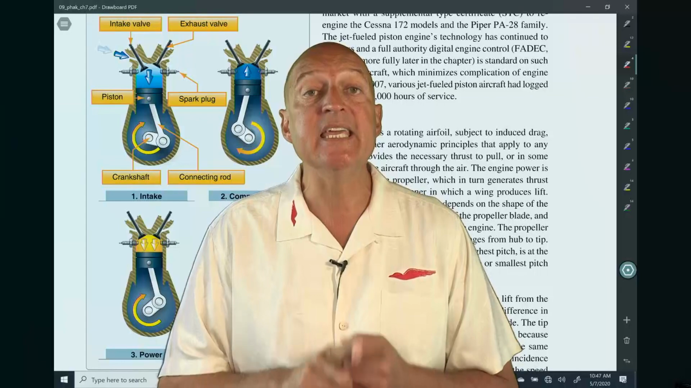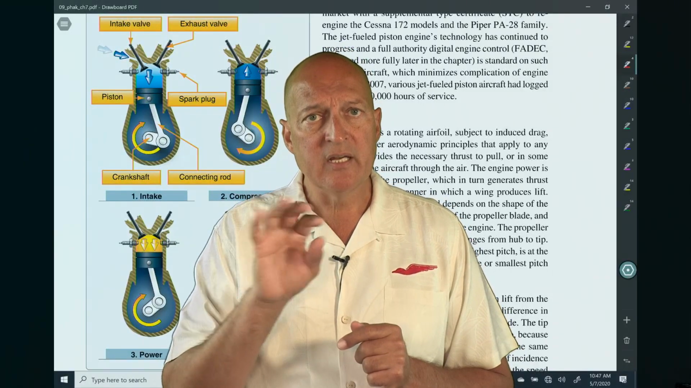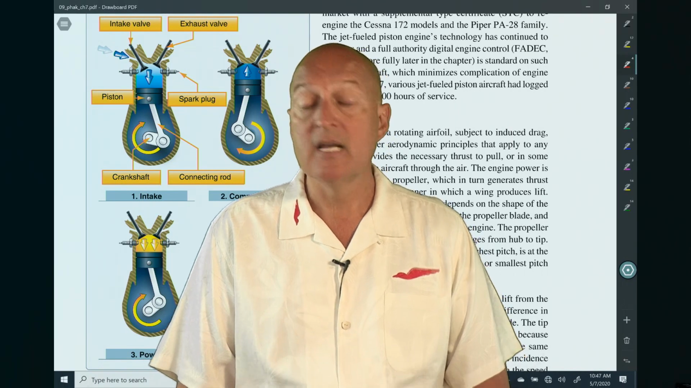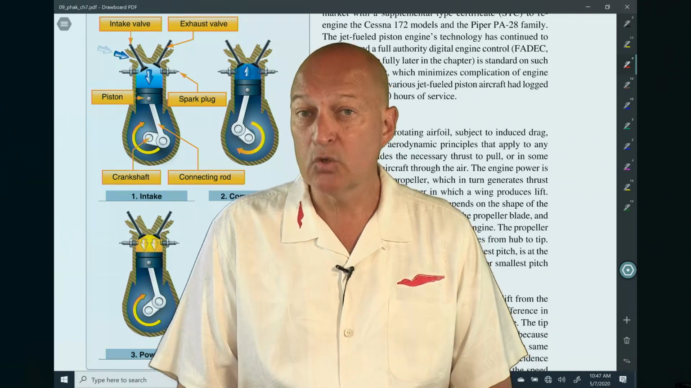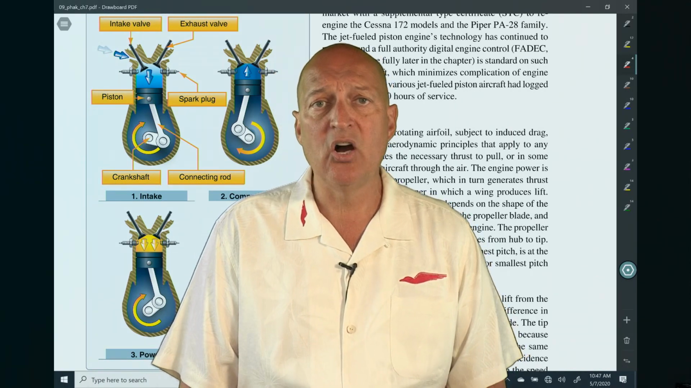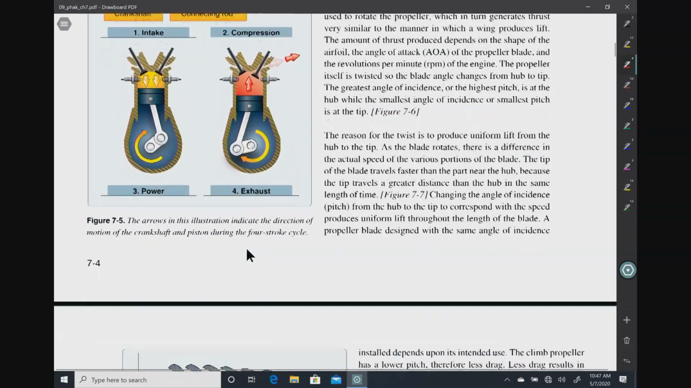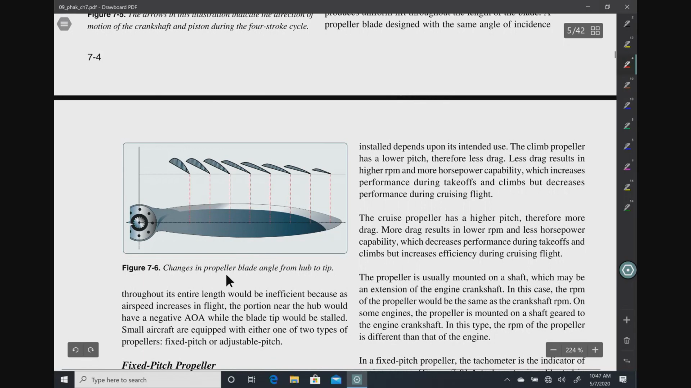And as well as heat. So those things are then expelled in that fourth stroke, which is that exhaust piece. Those are going to be some test questions that you have on your FAA knowledge exam. We also are going to look at the propeller. We've talked about the propeller before.